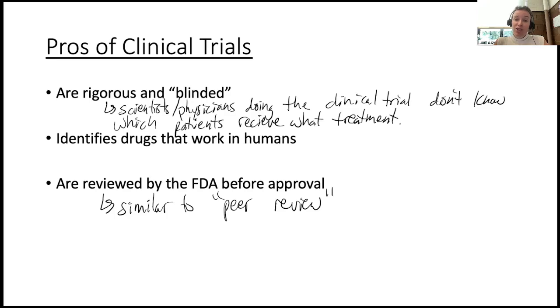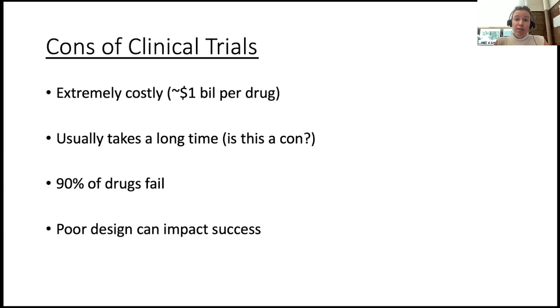Now, there's not just good things about clinical trials. There are some cons of clinical trials. Well, they are extremely costly. It is estimated that a single clinical trial for one drug is about $1 billion. And so that is a lot of money to spend on any one drug.